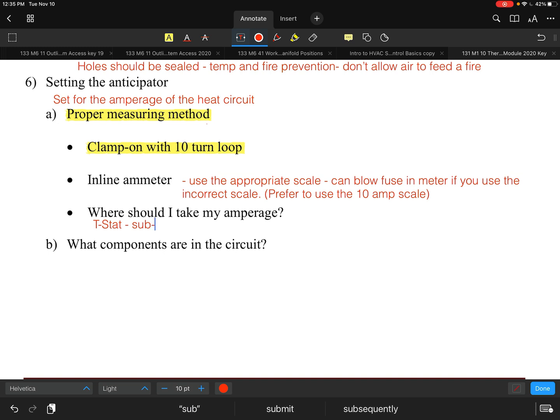You could also do it at the sub-base, if the thermostat has a sub-base; that's logical. You could do it at what I'm going to call the low voltage terminal board on the furnace, which would be appropriate. That would be another place to do it. You can take it wherever you're going to get an accurate reading of the current going through that circuit.